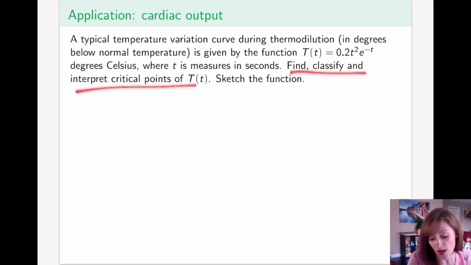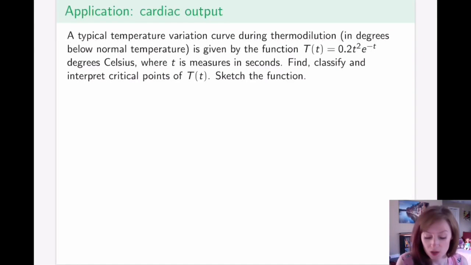We would like to find, classify, and interpret critical points of this function, as well as to sketch it, which means that we have to pull out all of our calculus arsenal, take the first derivative, find critical points, take the second derivative, find inflection points, talk about the intervals of increase, decrease, as well as concavity, and then put all of this information onto the graph.